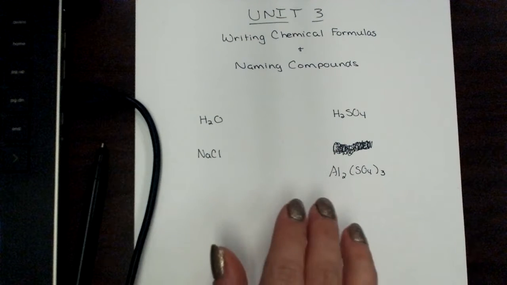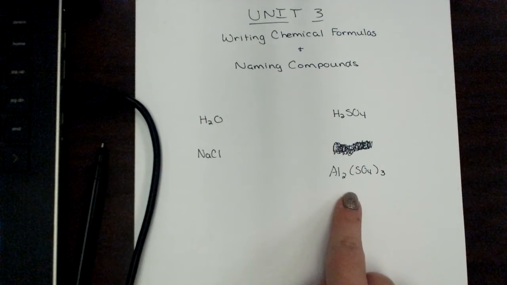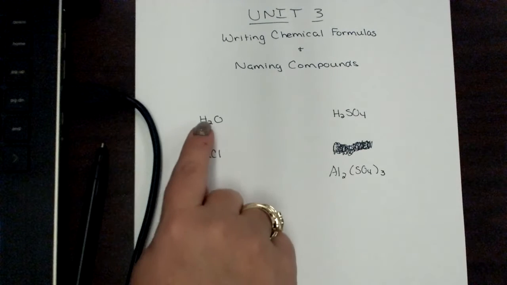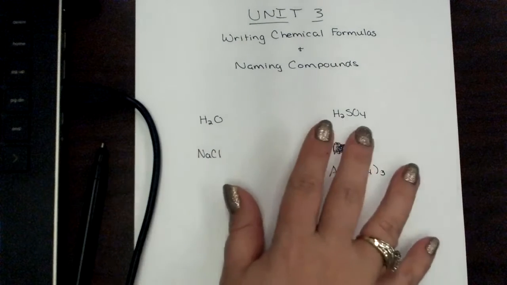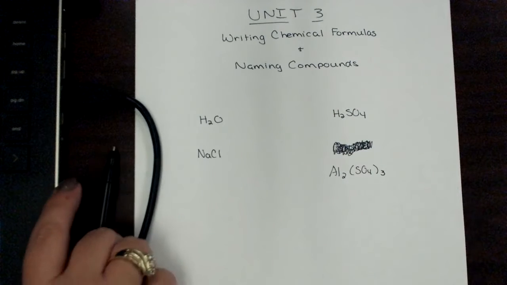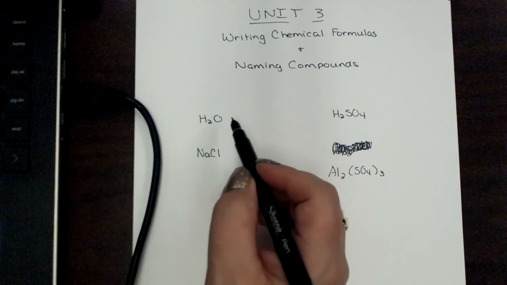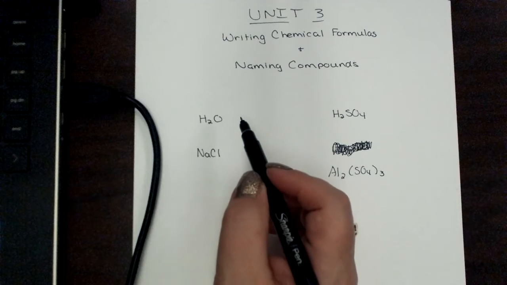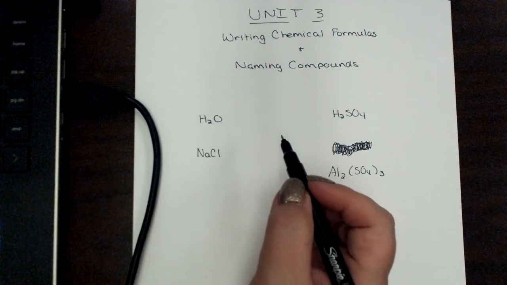As we progress through this unit, you're going to learn how to write these chemical formulas, and you're going to learn how to name these chemical formulas based on what's part of the chemical formula. But today we just want to talk about what this is, what this means, why we use this. So a chemical formula is just basically a shortened form of a particular molecule or compound that we're dealing with.